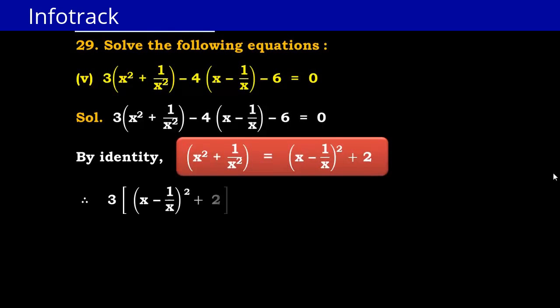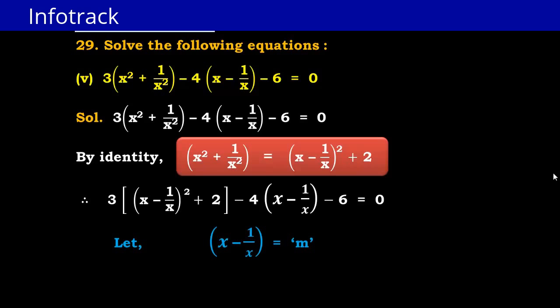So we get 3 into (x minus 1/x) the whole square plus 2, minus 4 into (x minus 1/x), minus 6 is equal to 0. So let x minus 1 upon x be equal to m. So we get 3 into (m square plus 2) minus 4m minus 6. See, instead of x minus 1 upon x, you have to write m, student.